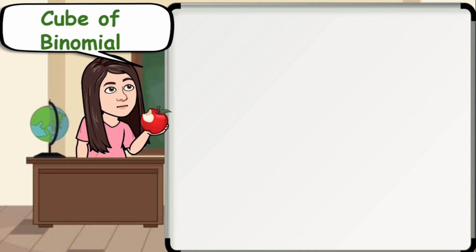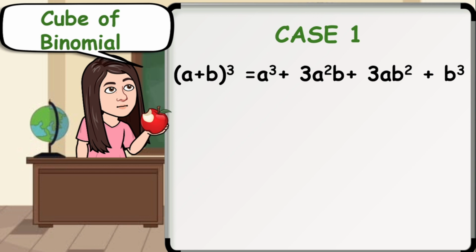For cubing a binomial, we need to know the formulas if we encounter a binomial with this case. Let's say we have the cube of binomial a plus b. What we need to do is, number 1, cube the first term. Number 2, plus 3 times the square of the first term times the second term. Number 3, plus 3 times the first term times the square of the second term. And number 4, plus the cube of the second term.